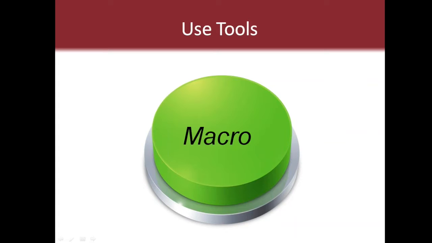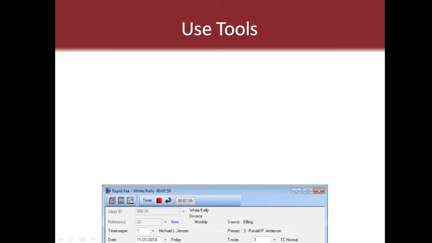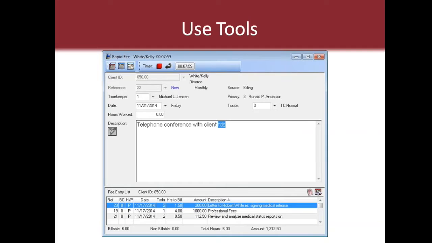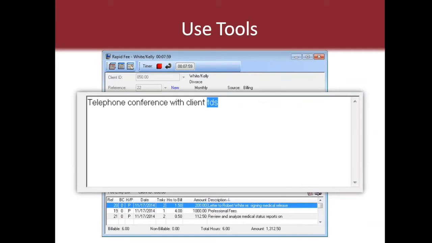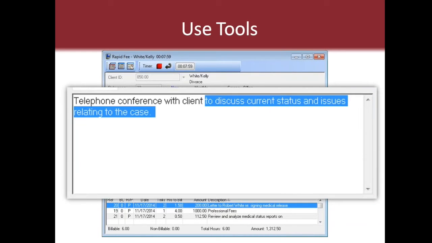For example, here in a fee entry in TABS 3, we can see the letters highlighted in blue, and that's the letters TDS. When I press enter, that description will automatically change the letters TDS to the words "to discuss current status and issues relating to the case." While we have that feature built in automatically to TABS 3 and Practice Master, there are also third-party apps and programs that can do something similar.